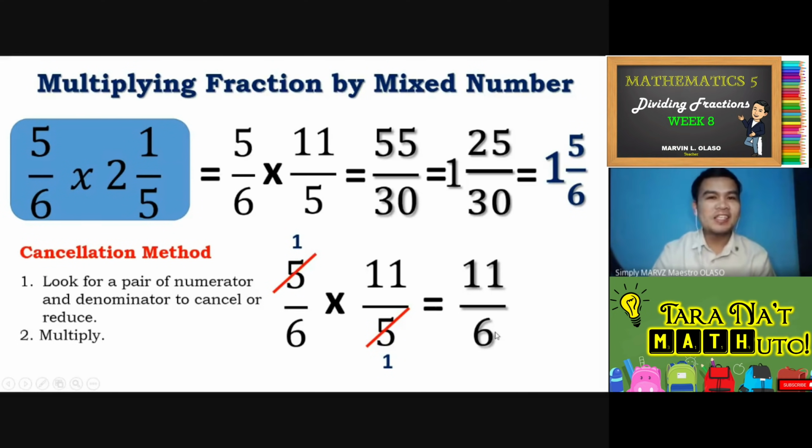11/6 is an improper fraction. By changing to mixed, divide mo lang. 11 divided by 6, we have 1, then the remainder of 5. Therefore, the mixed number is 1 and 5/6. 5/6 times 2 and 1/5 is equal to 1 and 5/6. Naalala pa ba? Nakuha po ba? Congratulations!